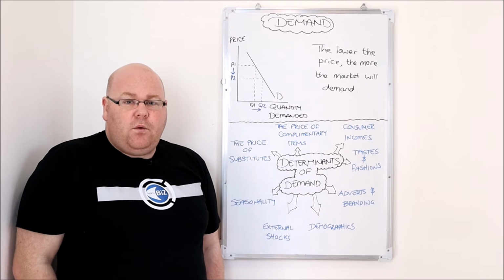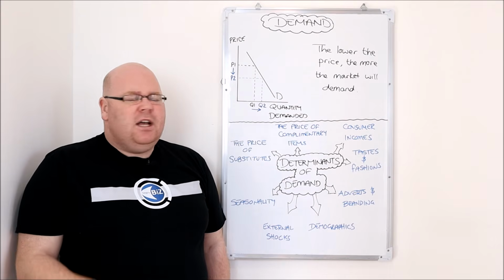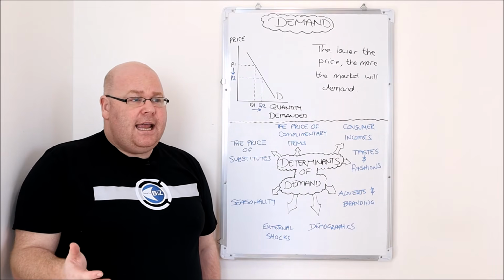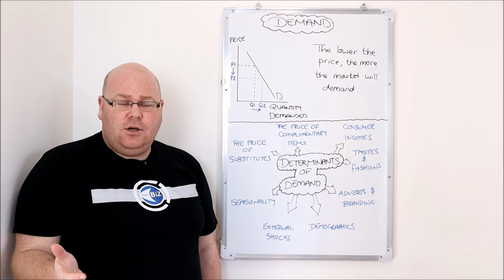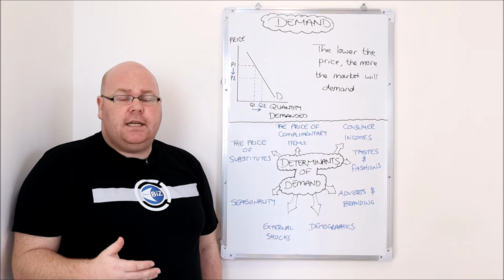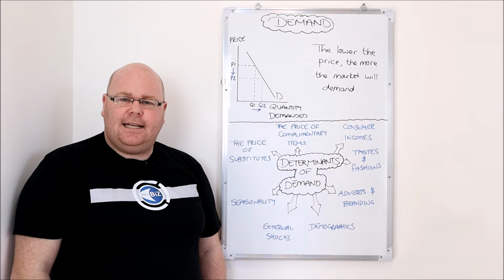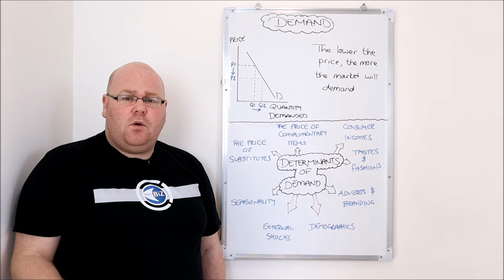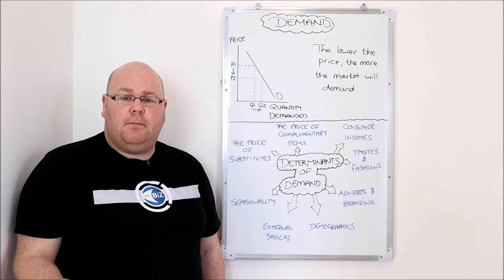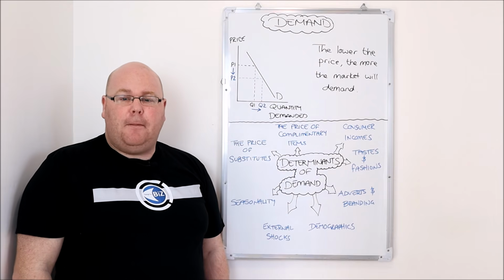External shocks can also influence demand as well. So take, for example, a natural disaster on a tourist destination. Obviously, consumers might be less willing or more cautious when thinking about visiting that particular area. So even though price hasn't influenced demand, external shocks might.